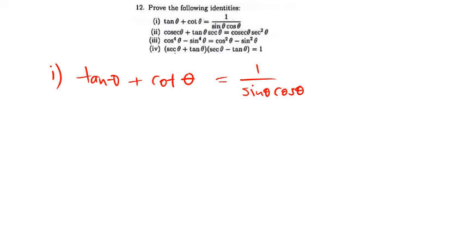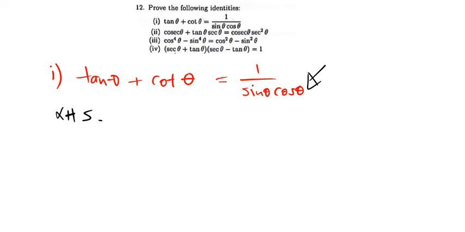So let's start with number one. There we have tan theta plus cotangent of theta being equal to 1 over sine theta cosine theta. Which one do you think is more complicated between the two? Well, if I look at the left hand side and the right hand side, you can see that sine and cosine are in their most simplified form. So let's start with the left hand side instead.